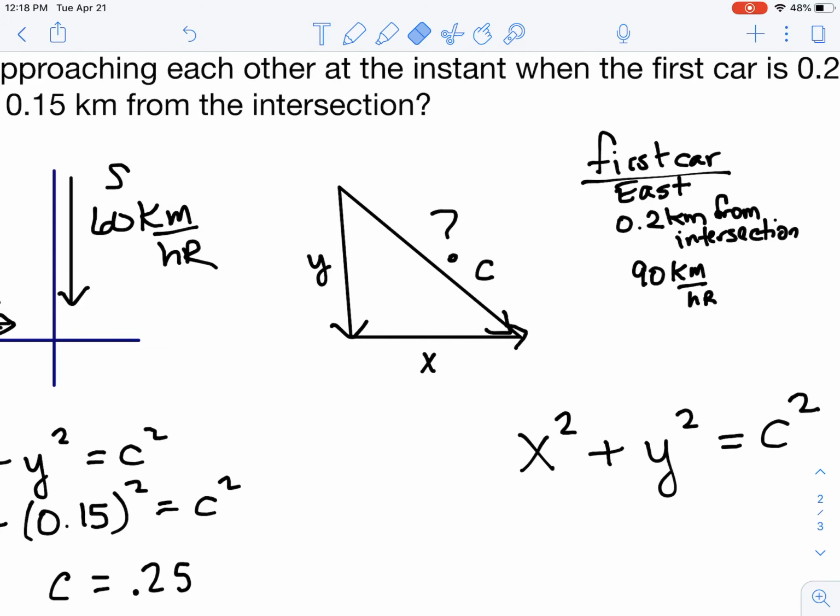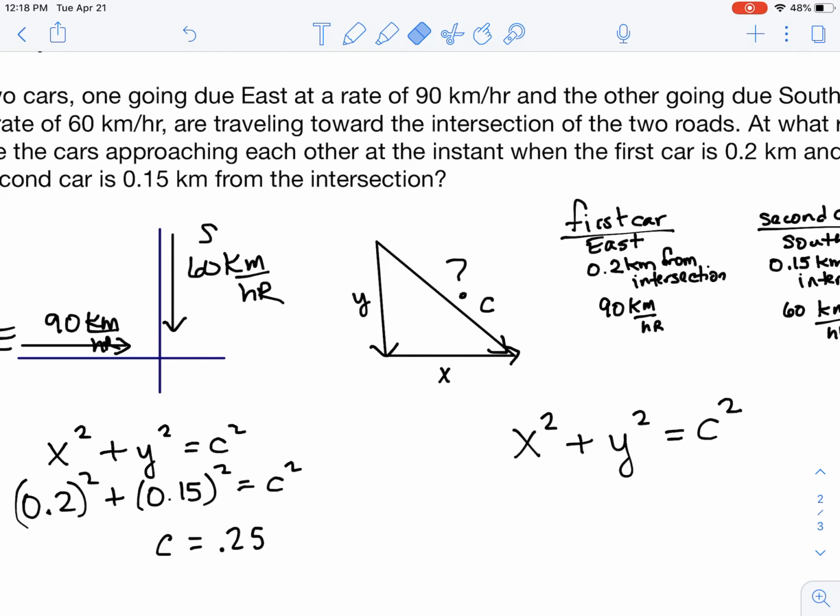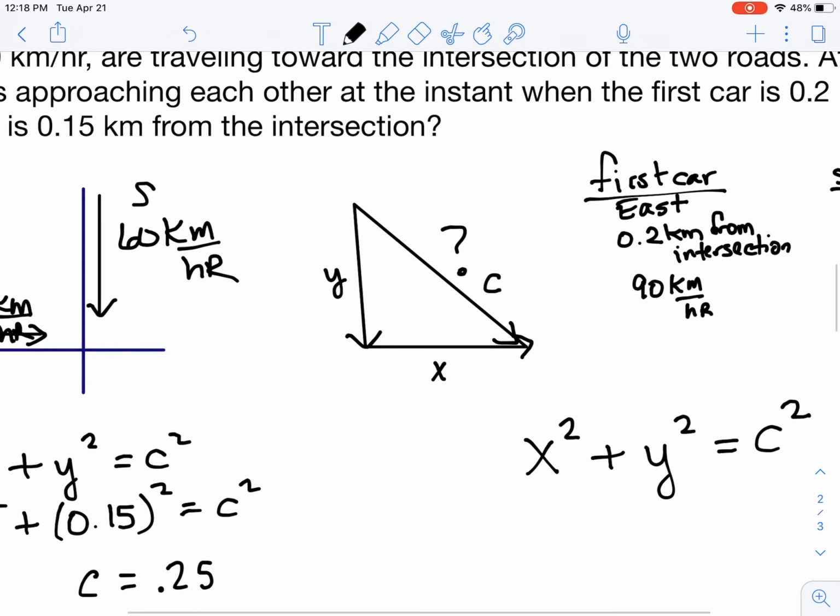Notice this is the east. This one here is the east guy. This guy is going east. This guy is going south, and they're approaching the intersection. Now, unlike the other one, everybody is changing, okay? And we're actually looking for how fast C is changing with respect to time.